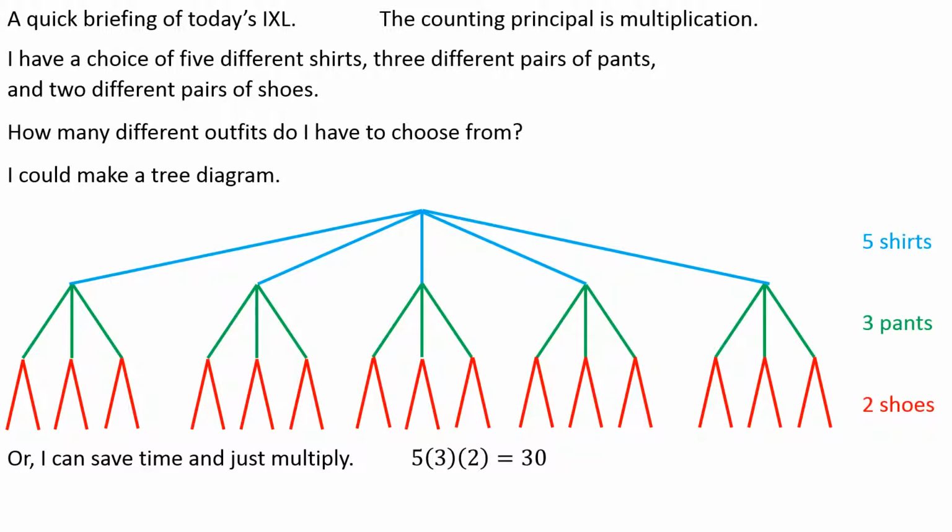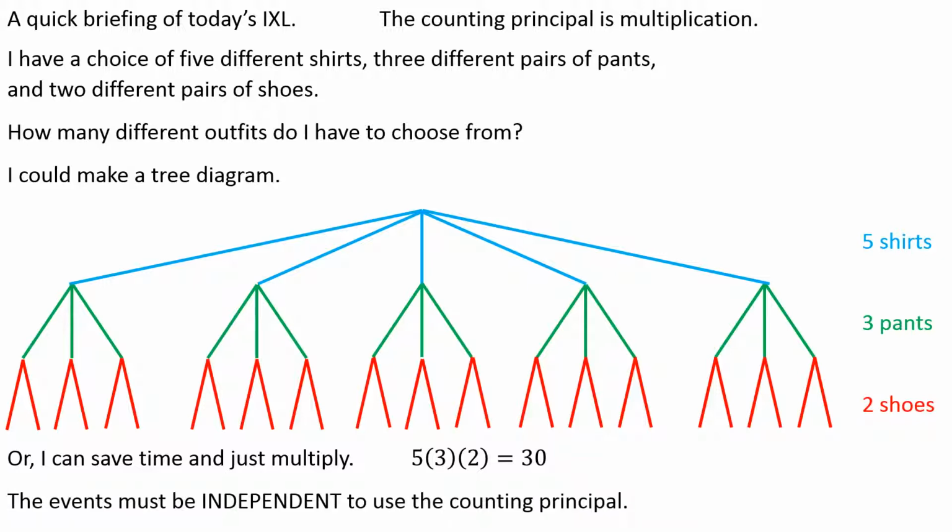And sure enough, if you count, there are 30 ends on those branches. I'm ready to go and everybody else is. But this only works if the events are independent. Then we use the counting principle.